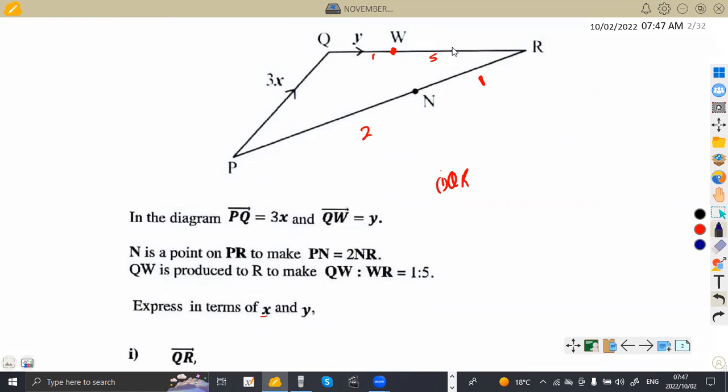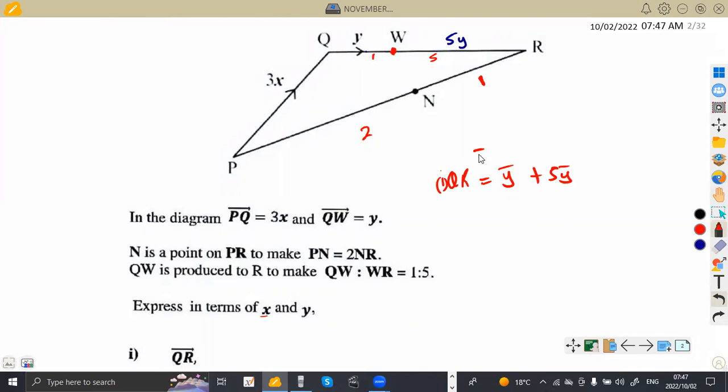So you can complete this part so that it can make sense. This is also 5y, because remember it's 1 is to 5. So if this is y here, you just multiply that y by 5, so it will be vector 5y. Okay, now from Q to R, this one is direct now. It's just going to be the sum of the two, isn't it? We just have to add these two. So QR is going to be vector y plus vector 5y.